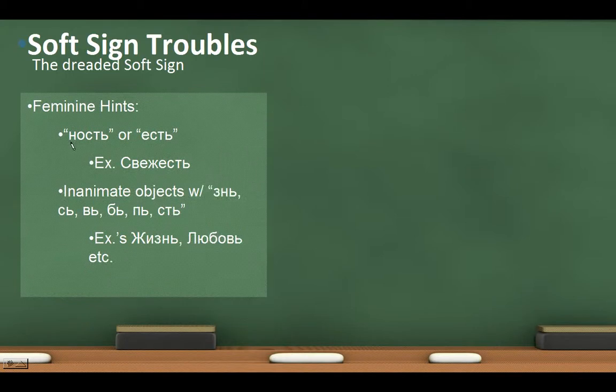If it ends in -ность or -жесть, like свежесть, which means freshness, it's always going to be feminine. If it's inanimate, and we'll go into inanimate and animate nouns in the next slide, and it ends in зь, сь, вь, бь, пь, or сть, then it's always going to be feminine. So an example would be жизнь, which means life, or любовь, which means love.